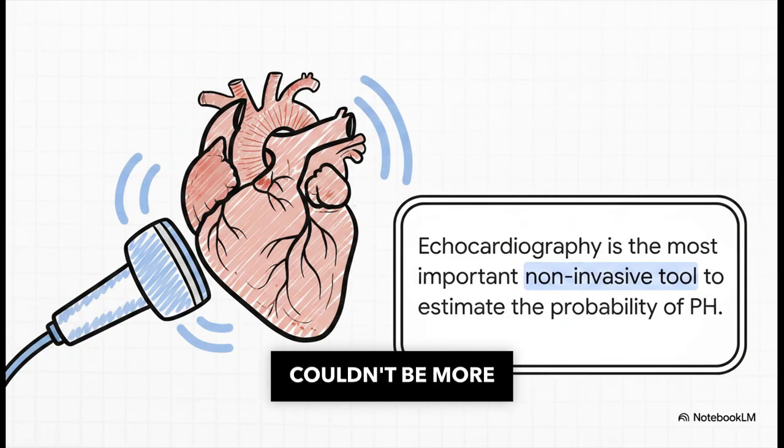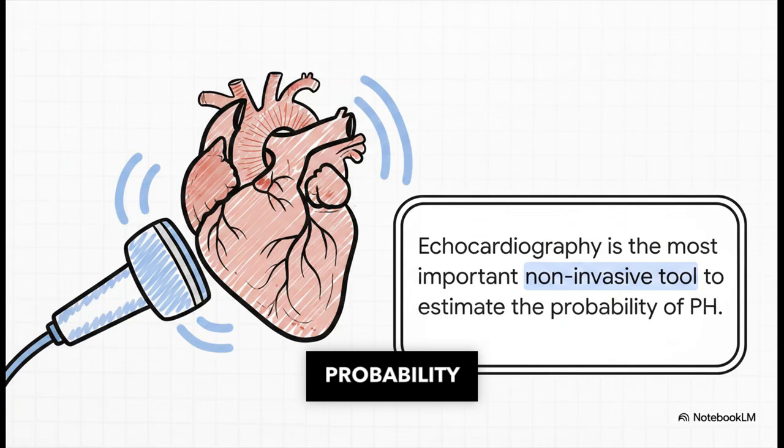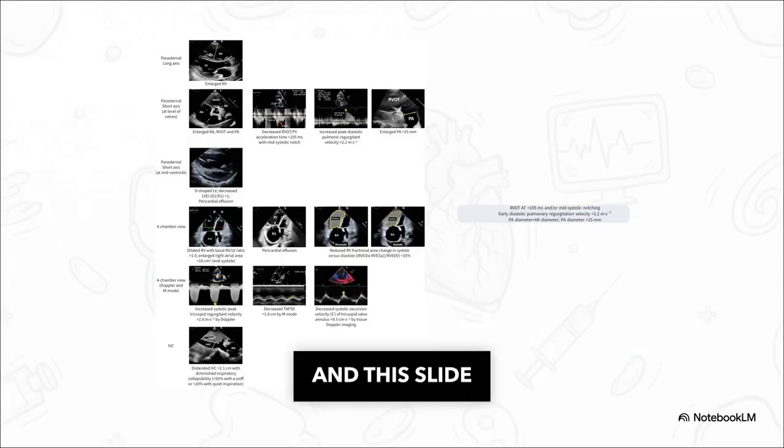And the report couldn't be more explicit about this. Echocardiography is the single most important non-invasive tool we have for estimating the probability of pulmonary hypertension. It's our key screening tool. And this slide just powerfully illustrates why echo is so critical.